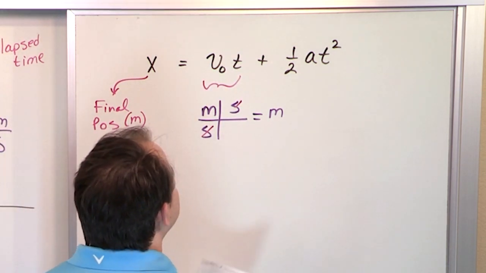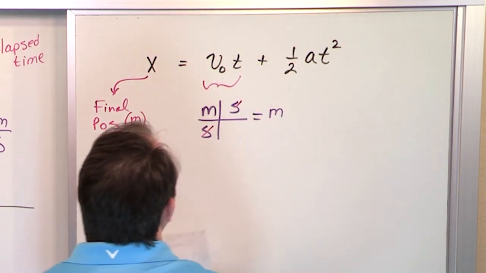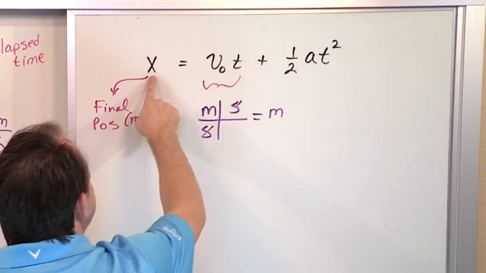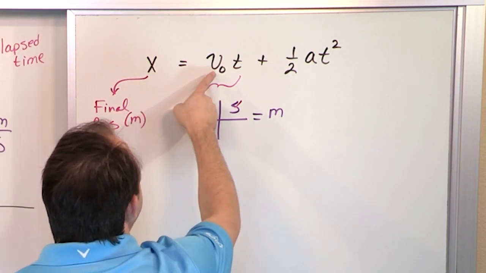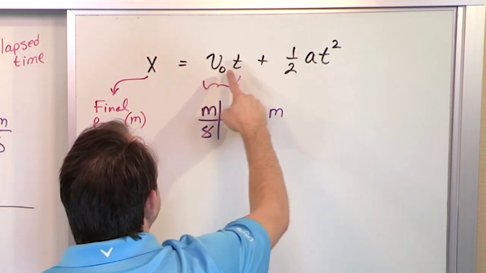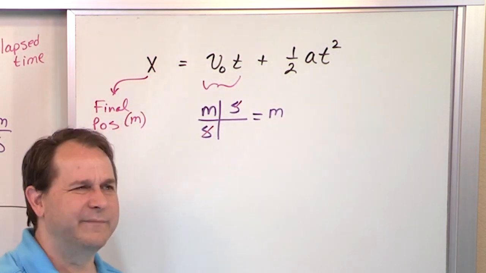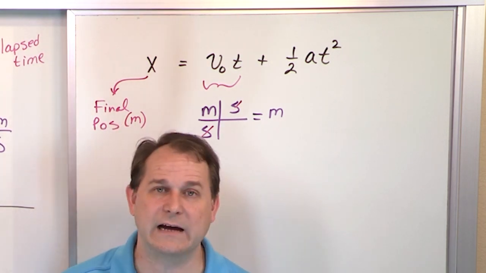So what does this mean? Pretend you don't have any acceleration. Just cover it up. What this means is that my final position, how far away I have traveled from the starting point, is equal to how fast I'm going initially times how long I've traveled. I mean, that's just distance equals velocity times time.